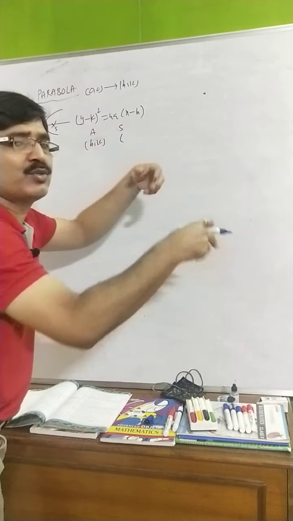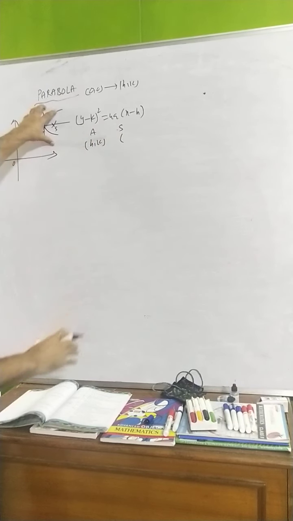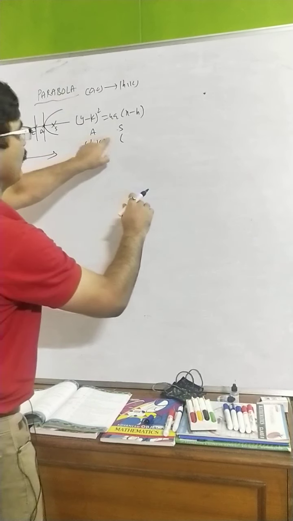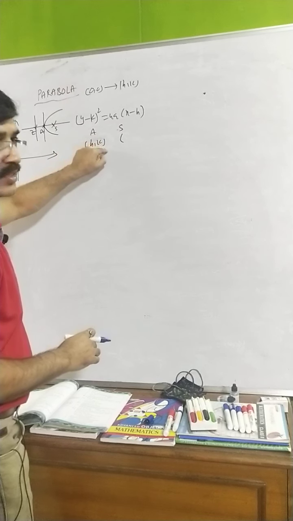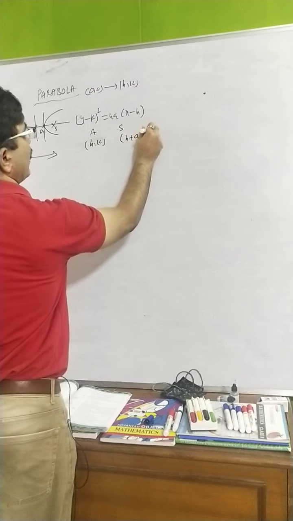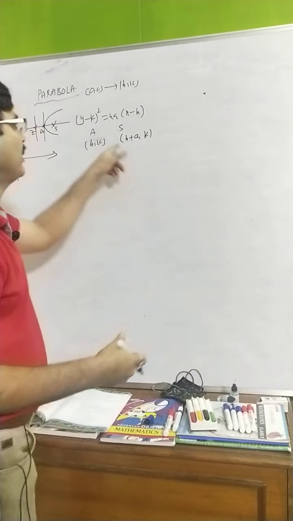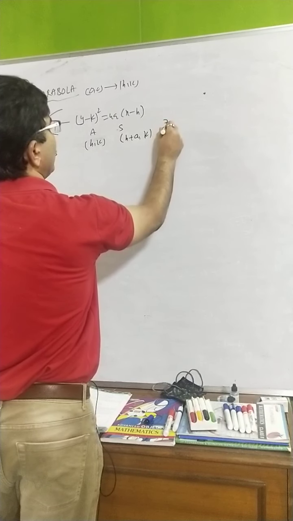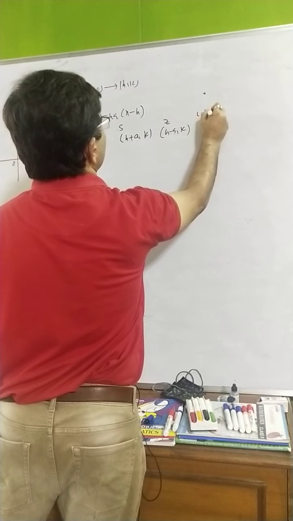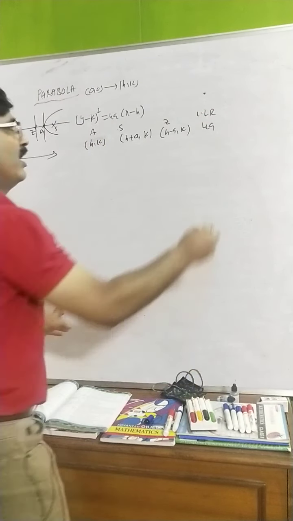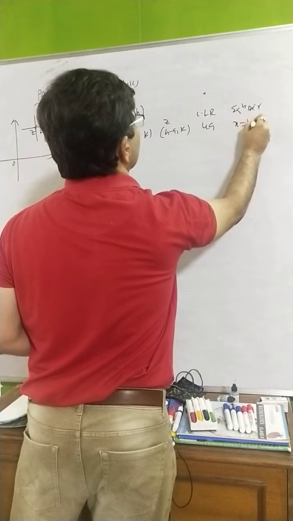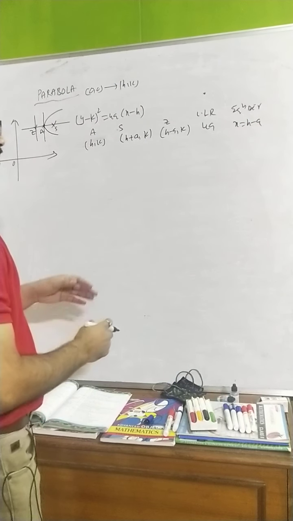S is (a, 0). You just add h and k, that's it. The general equation, you know very well, is y square equal to 4ax. For whatever points you have learned, you add h and k in this way. I added 0 plus h and 0 plus k, so (h, k). S is (h plus a, k), since S was actually (a, 0). Z is (h minus a, k). The length of latus rectum is the same, no change at all. The equation of directrix changes: x is equal to h minus a.